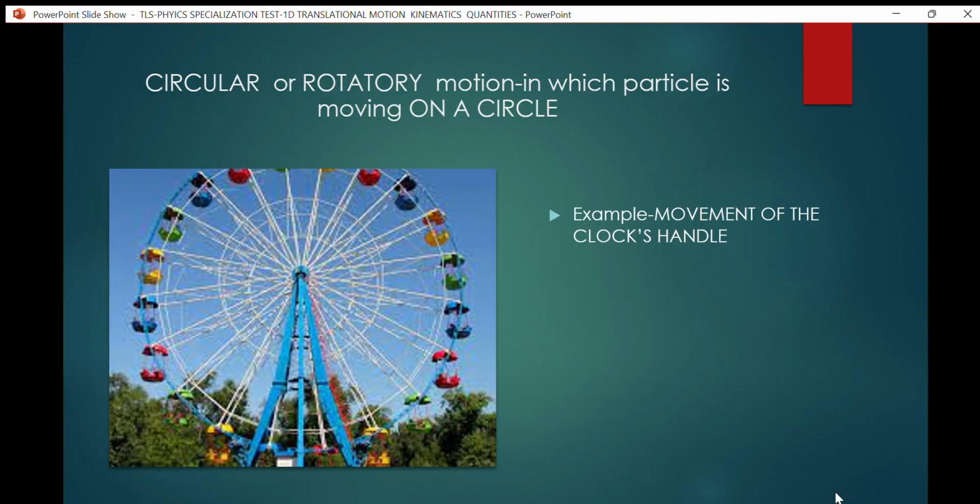The second one is circular or rotatory motion, in which a particle moves on a circular path. Examples are the movement of the clock's handle or the motion of the roller coaster. These are all examples for circular or rotatory motion.